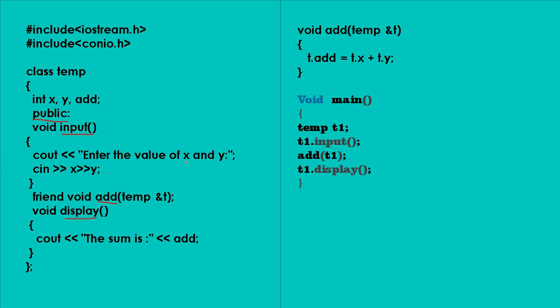Here we have cout, enter the value of x and y. So two values have been accepted here. For example, if we accept 2 and 3, the x value is 2 and the y value is 3. Two values have been accepted. Now we have the next member function, that is add. This entire statement over here is called the friend function. Okay, this is the friend function.